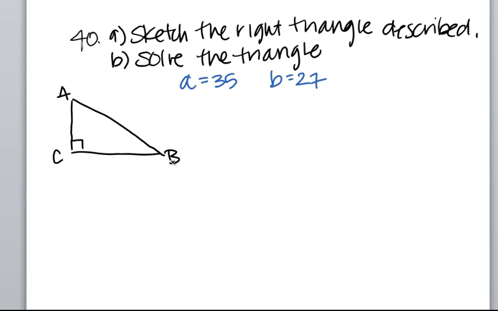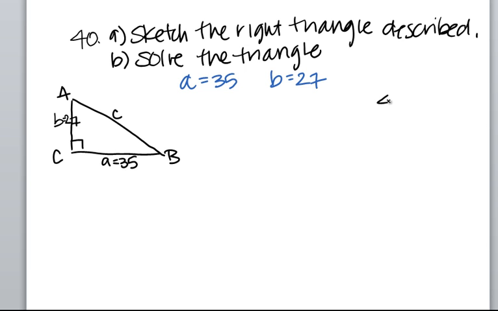And then I want to look at my sides, right? This is B, this is C, and this is A. Okay, so I know that A is 35 and B is 27, right? So that's basically part A. I have sketched my right triangle described. And so for part B, I want to solve the triangle.